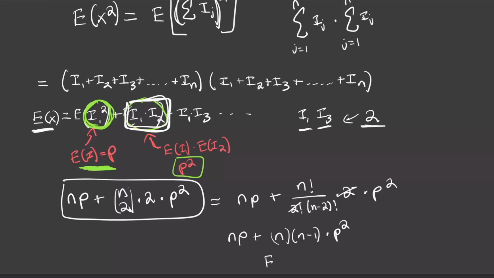So this is the expected value of x squared, but to get the variance, we also need to subtract off the expected value of x, all squared. And we already calculated that. That was equal to n squared times p squared. Okay, now we're in the home stretch for this term up here.